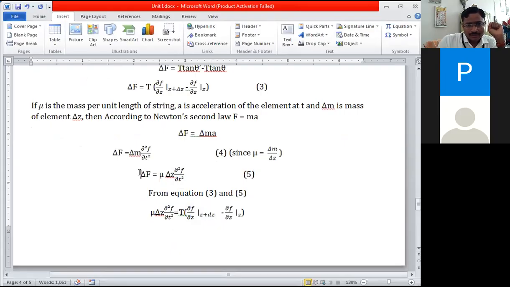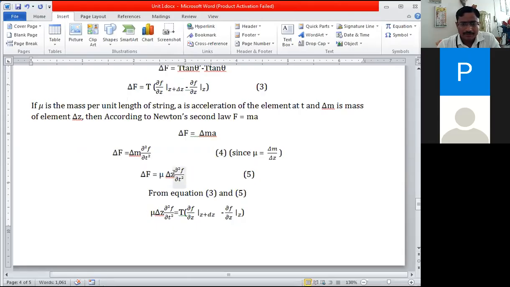आता बघा. So equation 3, we have delta f is equal to t into dou f by dou z at z plus delta z minus dou f by dou z at z. And here पण equation बघितलं, delta f is equal to mu into delta z dou 2f by dou t square. Both are equations for delta f. We can compare. These two equations can be compared together. How is it compared? Let us take RHS of this and compare with this.